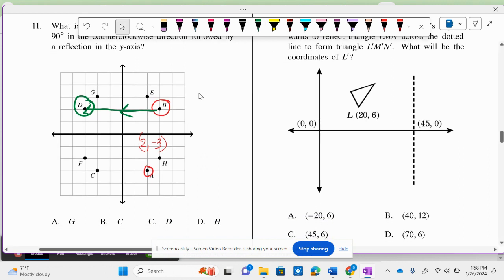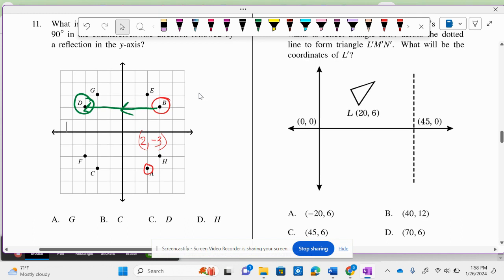Okay. These are the types of questions that my students missed last semester.